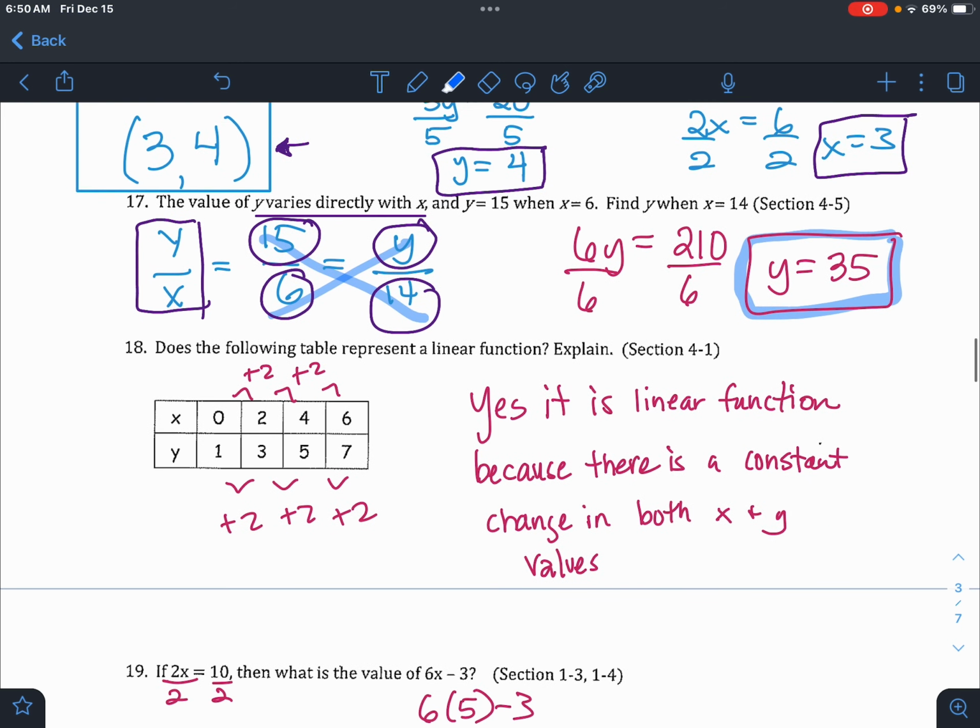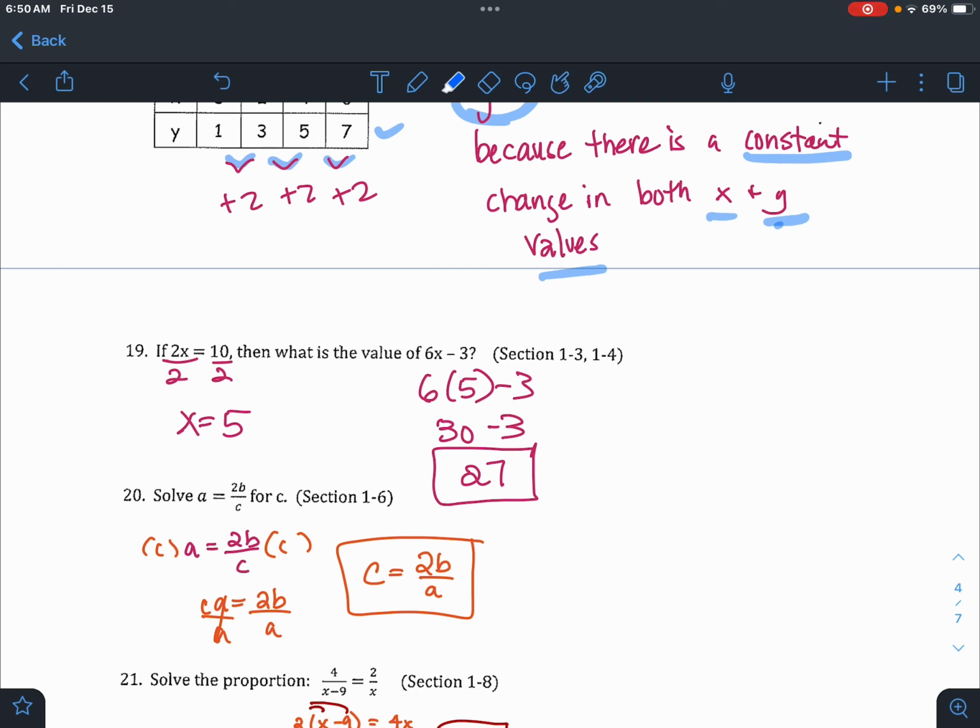On 18, how do I know this is a linear function, not just a function? We know it's a function because x doesn't repeat or cheat, but is it a linear function? Well, we have to see if it's a constant change in the x and y values. We can see it's added 2 every time in the x, so that works. And it also happens to be added by 2 in the y, so it also works. So yes, it's a linear function because there's a constant change in both x and y values.